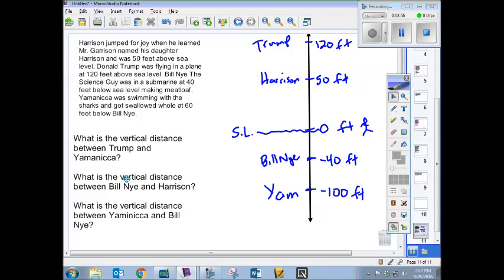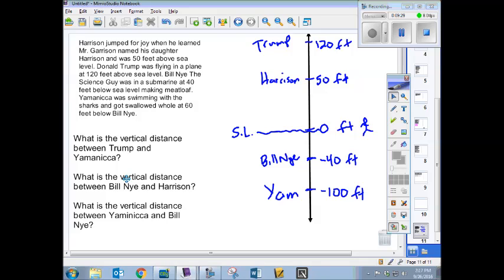Okay, so vertical distance. The only reason it says vertical, because it could just say distance, is that we are doing a vertical number line, right? How far apart are they? So in this one, when I'm asking for the vertical distance between Yamanika and Trump, I'm saying, how far are they apart? Now I want you to think about this with me. This is how I teach this, and I think you guys will think this is easy once you just listen to me, listen up.